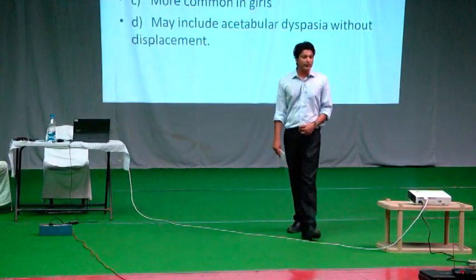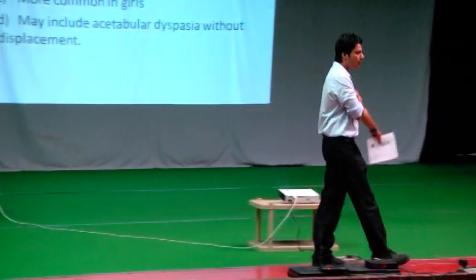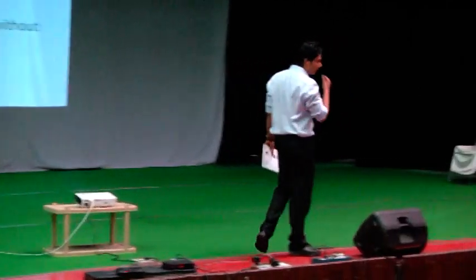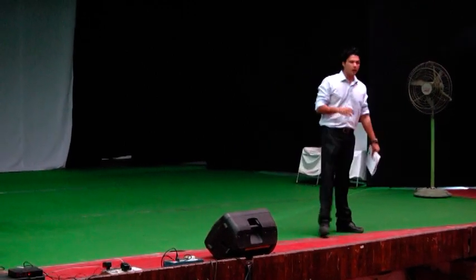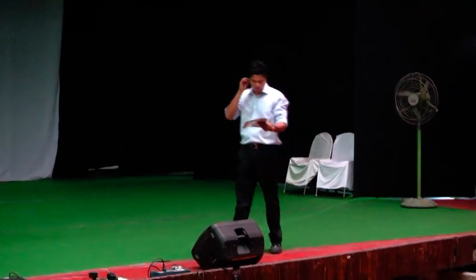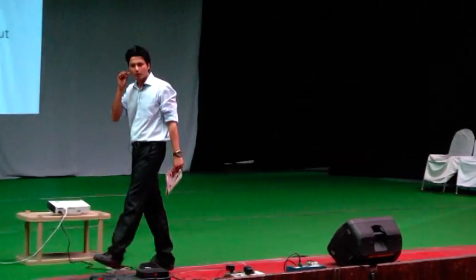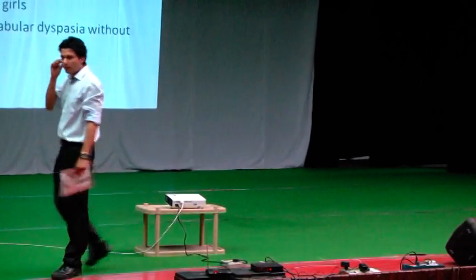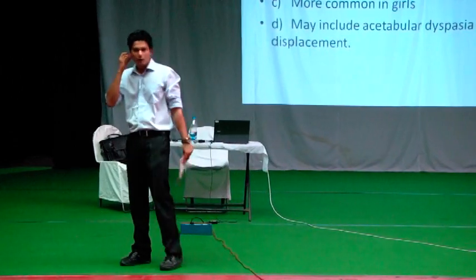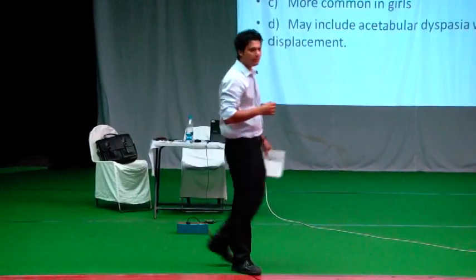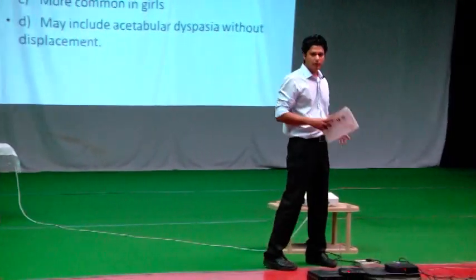What is the name of the nerve entrapped in pronator syndrome? Median nerve. In carpal tunnel syndrome? Median nerve. In cubital tunnel syndrome? Ulnar nerve. Pronator syndrome, median nerve. Piriformis syndrome, sciatic nerve. Meralgia paresthetica, lateral femoral cutaneous nerve. Cheiralgia paresthetica, superficial radial nerve. Tarsal tunnel syndrome, tibial nerve. Okay?